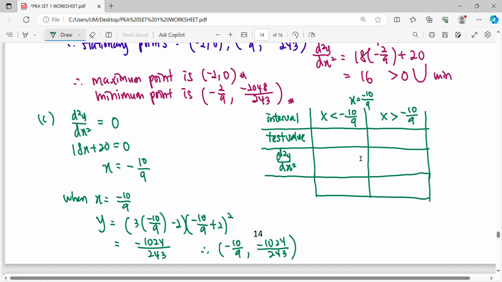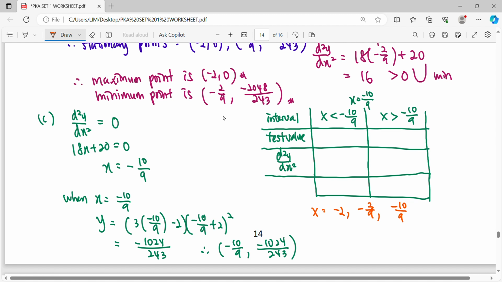So when you want to test a value, you have to be careful because you have other critical points. You have two critical points before this, right? So you have your x, you have your maximum and minimum point. If we rearrange the critical x here, you have -2, you have -2/9, now you have -10/9. When you want to take a test value randomly, you do it within the interval.